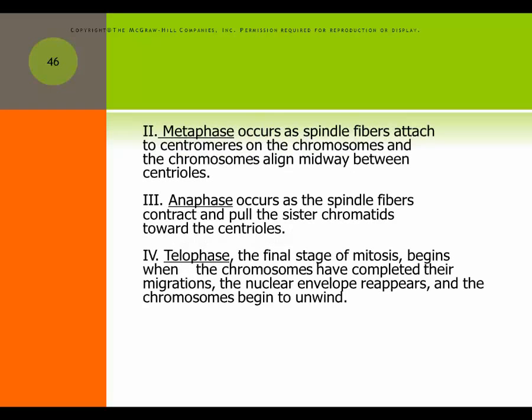During metaphase, the spindle fibers attach to the centromeres on the chromosomes, and the chromosomes line up at the equator of the cell. During anaphase, the spindle fibers pull the sister chromatids toward the centrioles. And during telophase, the last stage, the chromosomes unwind to form chromatin, and the nuclear envelope reappears.